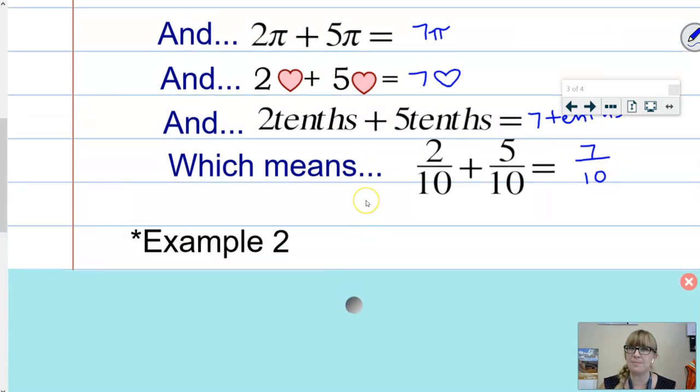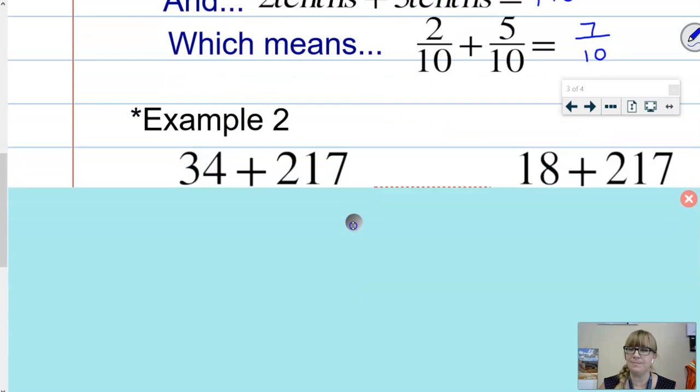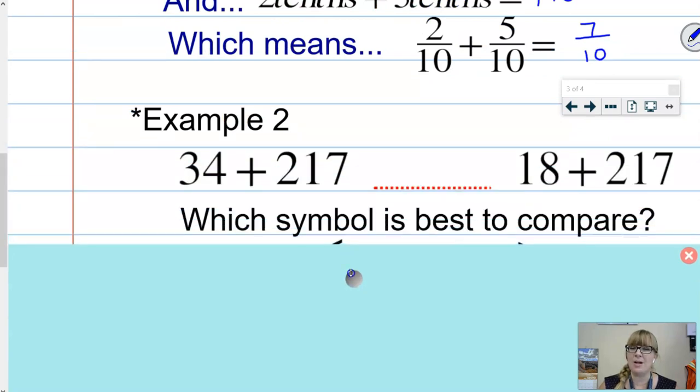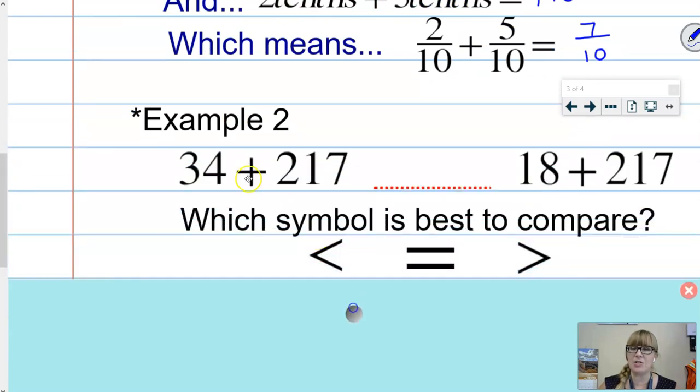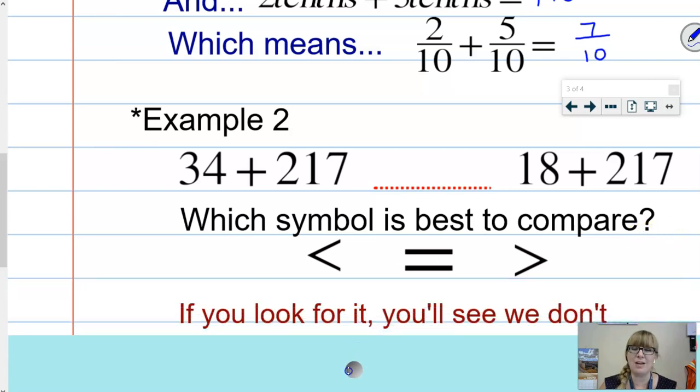Here's your next example. I am wanting to compare these two expressions, 34 plus 217 and 18 plus 217. Which of these symbols belongs there to compare them? Are they equal? Is one bigger or smaller than the other? I want you to understand that we really don't even have to calculate in order to see this.